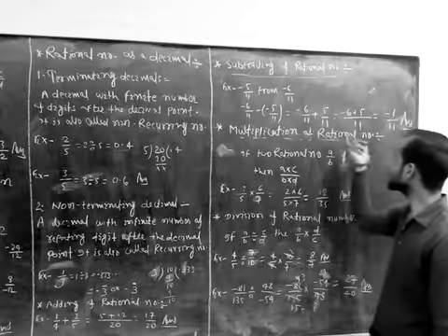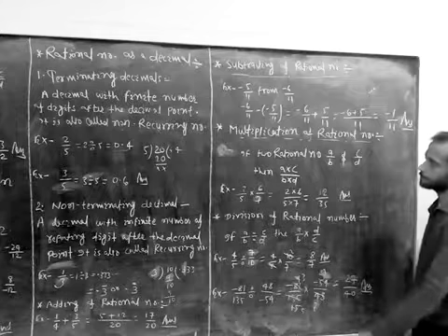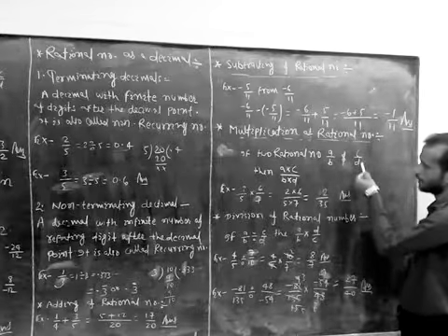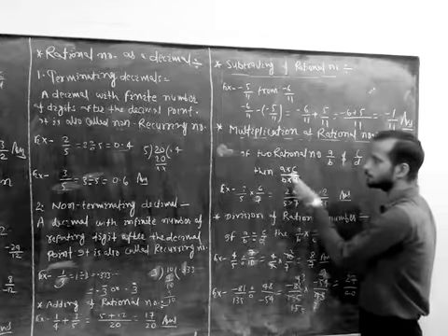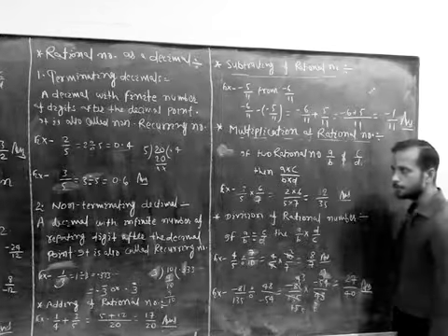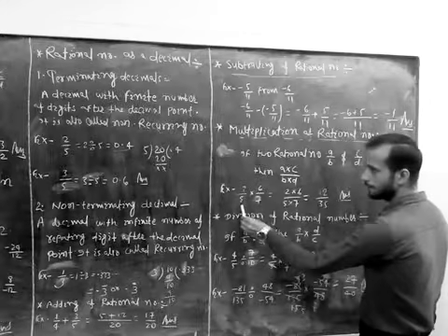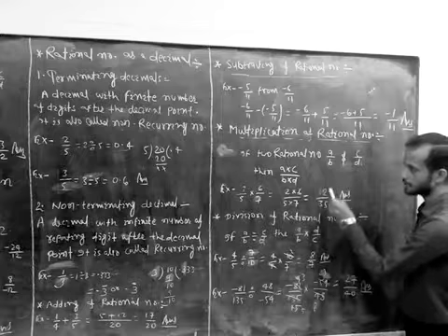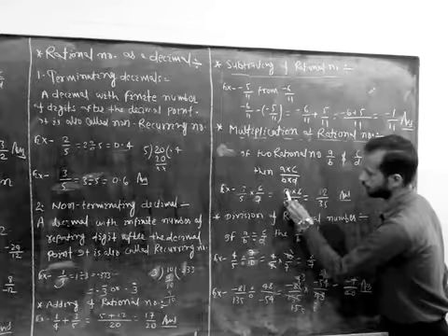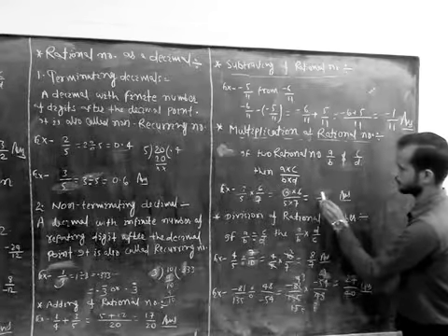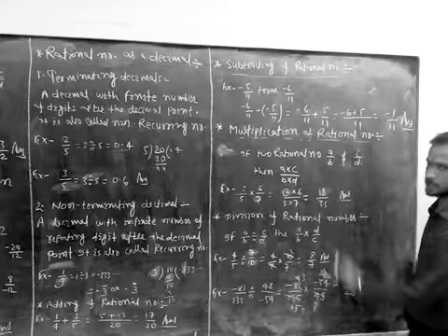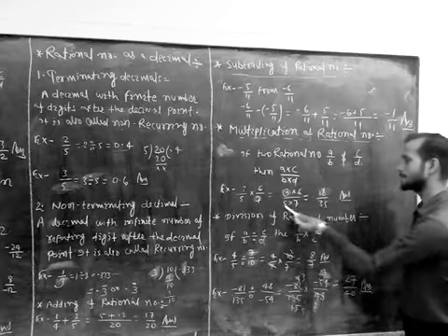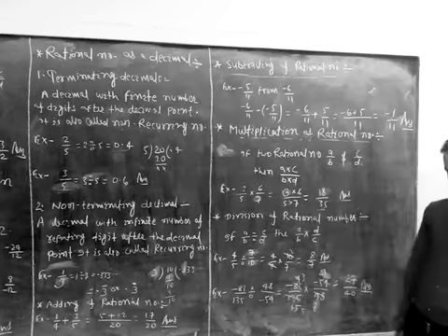Next, multiplication of rational numbers. If there are two rational numbers a/b and c/d, then the product is a into c over b into d. Example: 3/5 into 6/7 is equal to 3 into 6 over 5 into 7. 6 threes are 18 and 7 fives are 35, so the answer is 18/35.